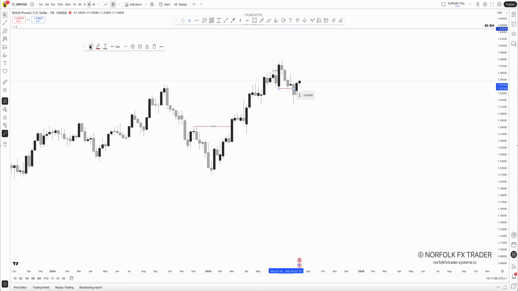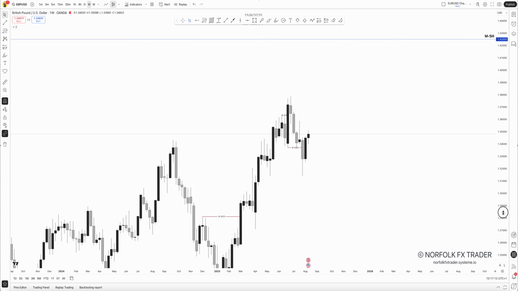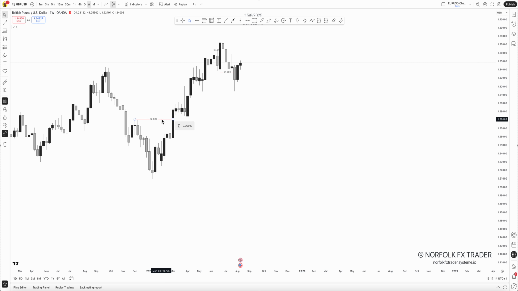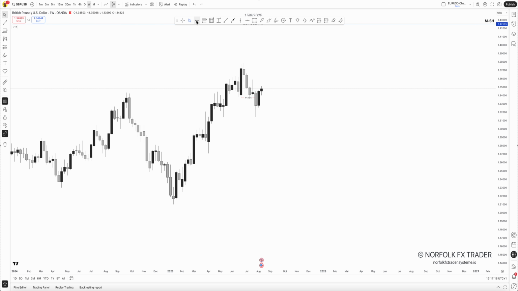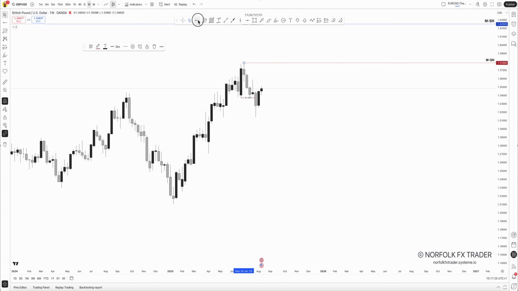So we got a shift bearish. And let me just double check that is correct. Yeah, that's correct. So that's our reversal. We don't need this level now, and we don't need this level either. Now we can mark off our current high in the market, which is this high for the weekly strong high. And we can mark off our current low.